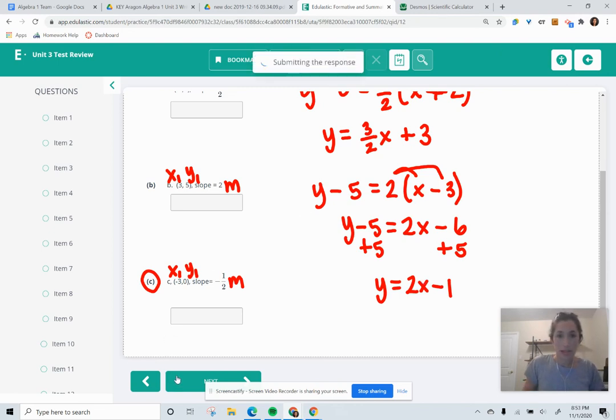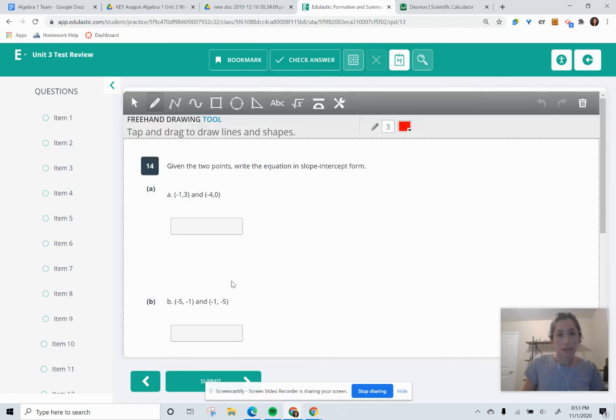And then our last question, a little variation of this. We're going to do the first two together. We are given 2 points. We're going to write it in slope-intercept form. The first thing we need to do is find the slope. So let's remind ourselves of that formula. Make this a little bit bigger. So remember our slope formula.